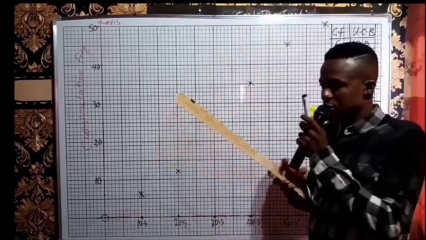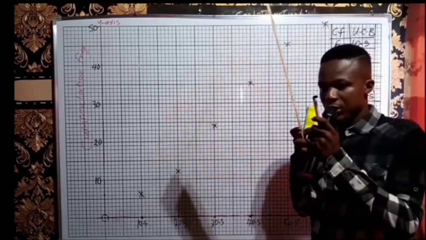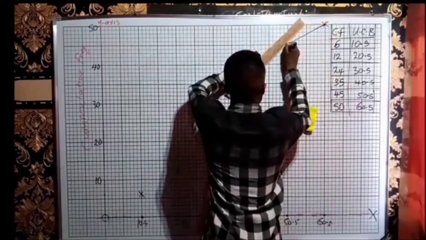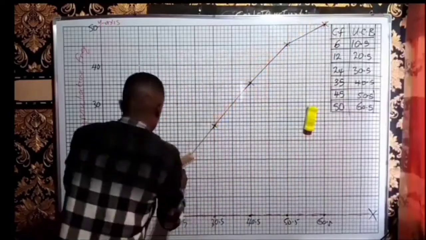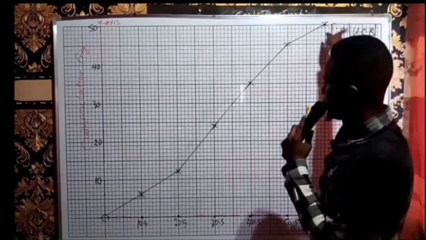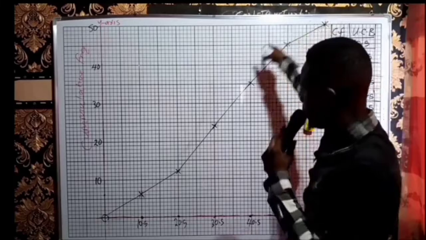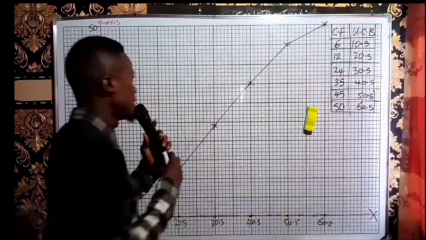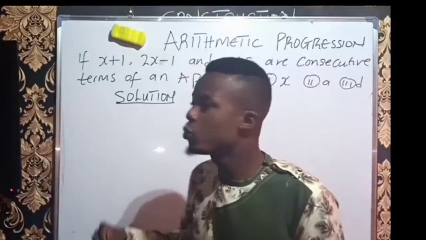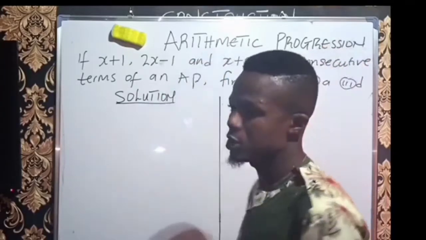And join the point. So let me join the point now so you can see how it is done. So I have successfully plotted the graph. You see how it is sloping like an elongated X. So this is just the graph for the equation that is asked in mathematics, which is arithmetic progression.